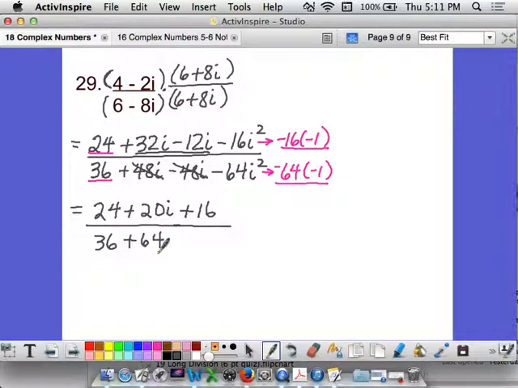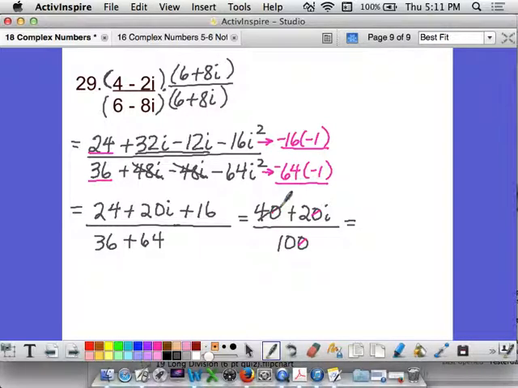So I'm going to combine some terms here. 24 plus 16 is 40 plus 20i divided by 36 plus 64, which is 100. So if I look right here, 24 plus 16, I get my 40. And then 36 plus 64 in the denominator is 100. One of those little shortcuts is since everything ends in a 0, I could cancel and divide it by 10. Or everything is divisible by 20.